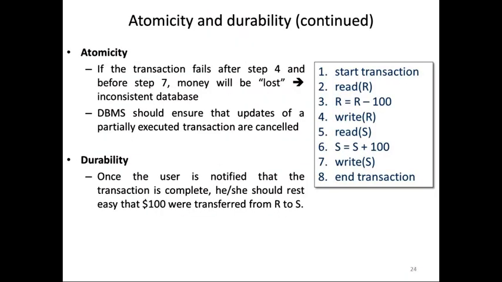So here is an example for atomicity and durability. We have our transaction that transfers money from one account to another. If this transaction fails after step 4, so after money has been removed from the initial account and before step 7, of course, money will be lost and we'll have an inconsistent database. The role of the DBMS should be to ensure that effects, updates of such partially executed transactions will always be cancelled. Cannot be made, let's say, permanent.